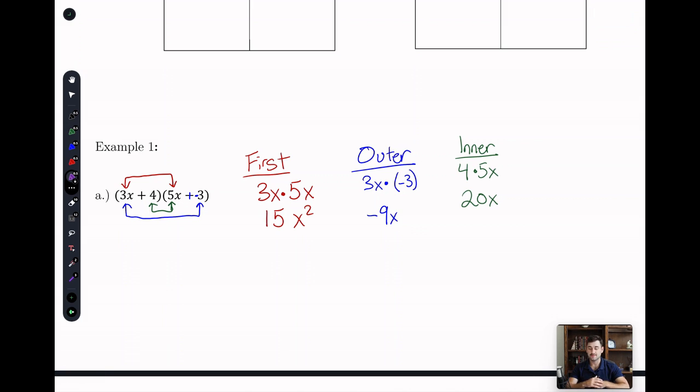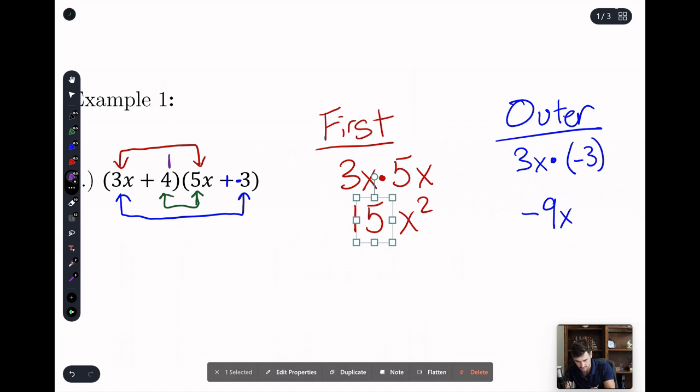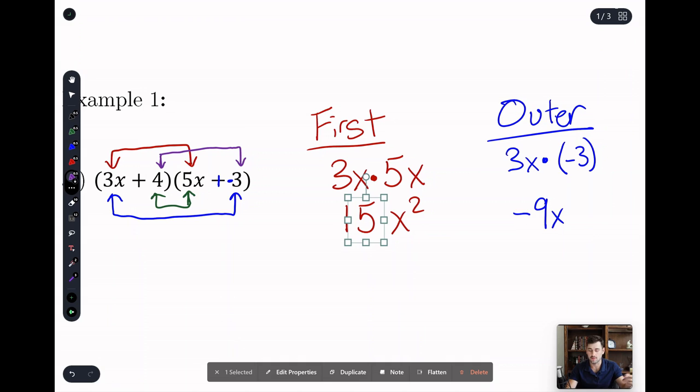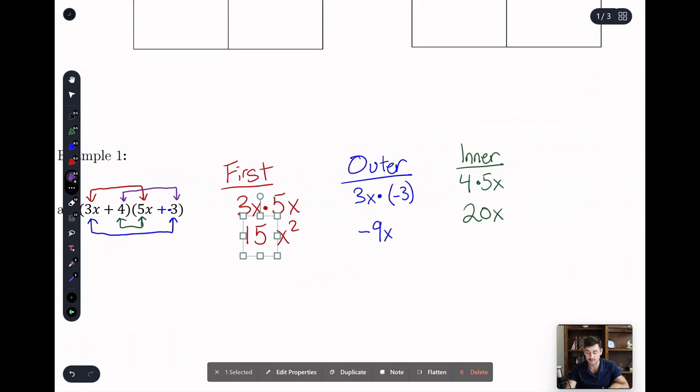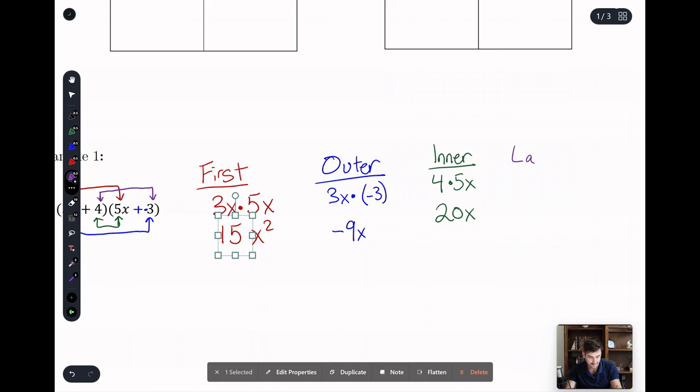And then last but not least, we've got last. So this one's harder to draw, but I'll just do a little purple arrow like this. The last terms of each binomial are 4 times, keep that negative sign there, it's good, -3. So we've got last as 4 times -3, which is -12. Perfect.